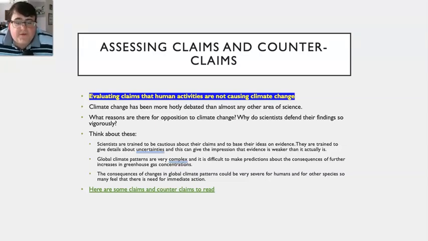Global climate patterns are very complex. It's difficult to make predictions about the consequences of further increases in greenhouse gas concentrations. And the consequences of changes in global climate patterns could be very severe for humans, as well as the other species on Earth. So many feel there needs to be immediate action. We need to do this now. There is a link here. If you click here, we'll go to BioNinja, where there's a whole lot of counterclaims and claims that you can evaluate.